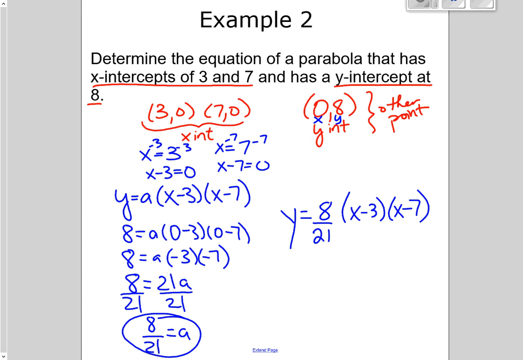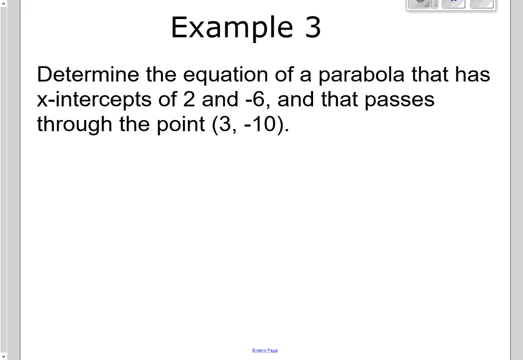Okay, but what if it's not in factored form? Oh no, I guess we're going to do one more example of factored form. So this is definitely a great chance for you to pause the video, try this one on your own and come back because it's still factored form. The reason why I know that it's still factored form is because they're telling me my x-intercepts again. Whenever you're given your x-intercepts, it's going to be in factored form. So determine the equation of the parabola that has x-intercepts of 2 and negative 6 and passes through the point 3, comma, negative 10. Pause the video, give her a try, and then come on back.